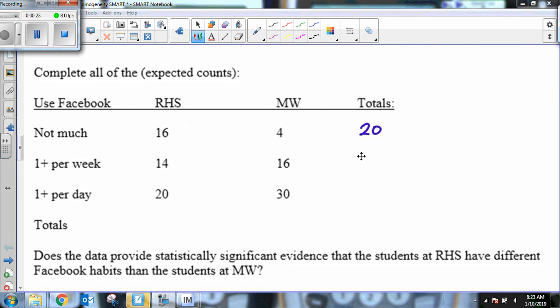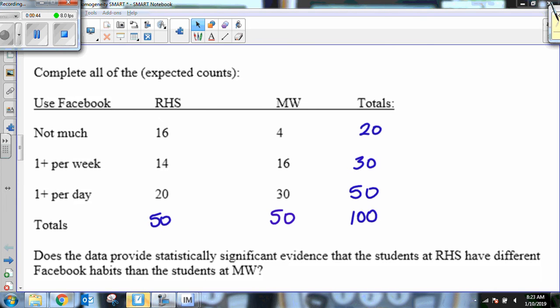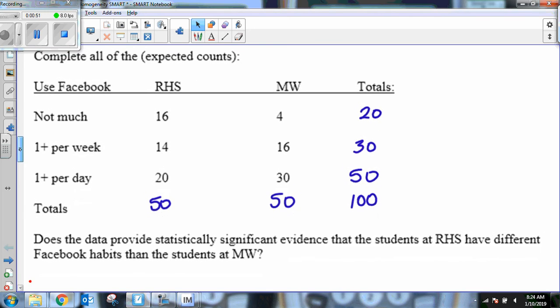We had 20 students total that have not much Facebook habits, 30 that say one or more per week, 50 that say one or more per day, and that's between both schools. So that's a total of 100 students that I surveyed. At RHS, there were 50 students I surveyed. At Mount Whitney, there were 50 students I surveyed. Okay, so we've got those totals back in, and we need those because we have to use them to find the expected counts.